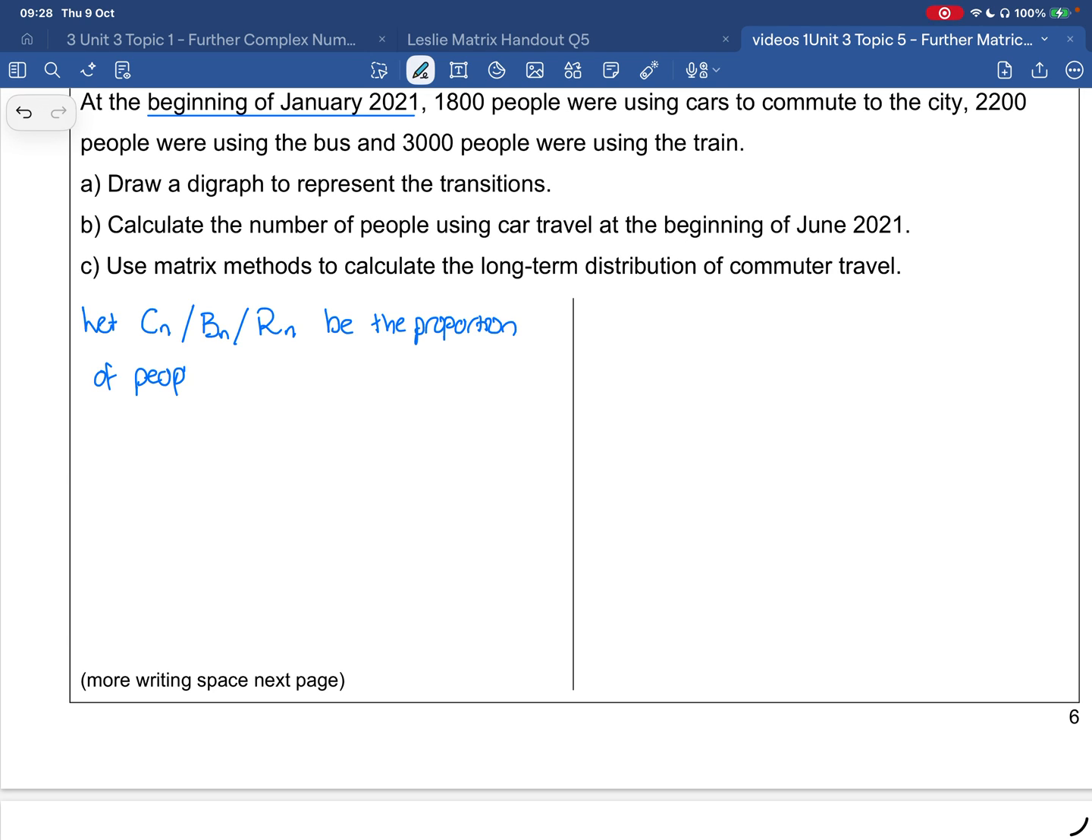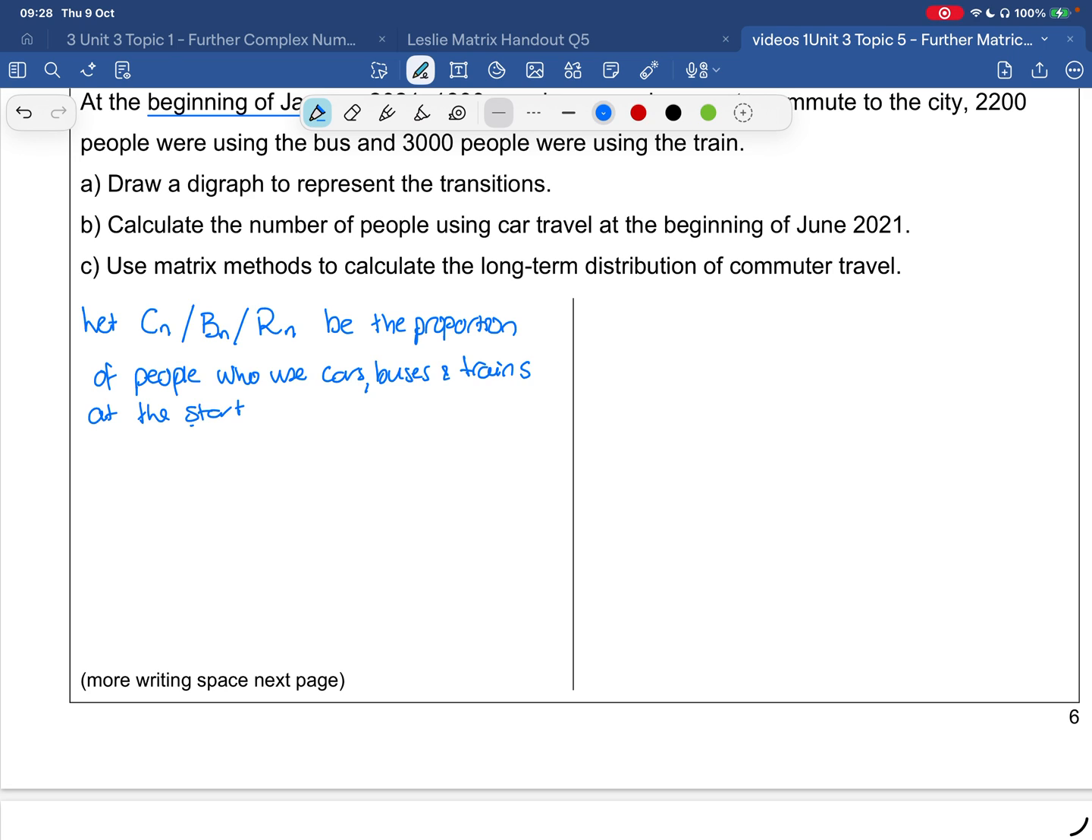of people who use cars, buses, and trains at the start of the nth month since January 2021. Okay, so I've defined my variables quite nicely there.